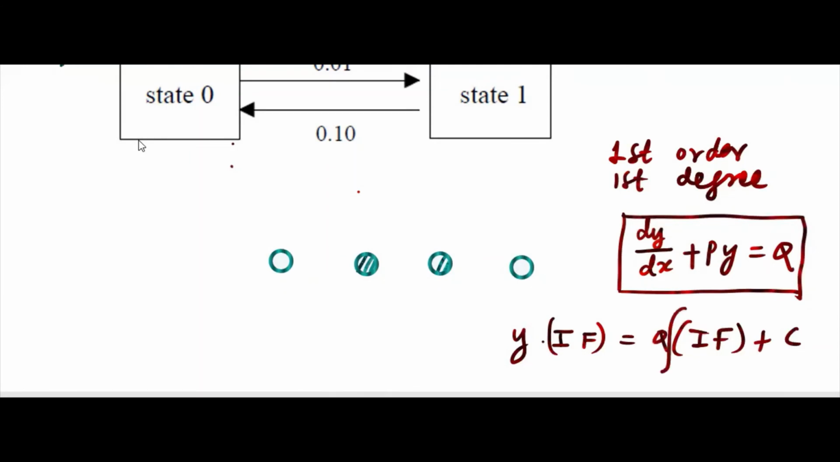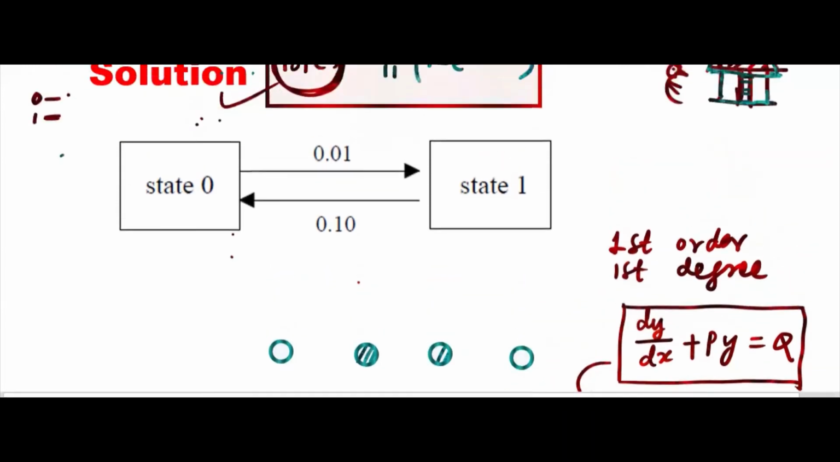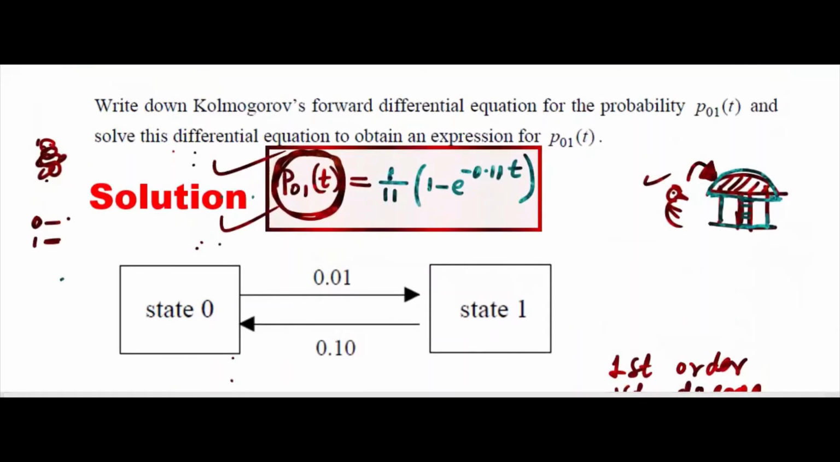We have to integrate once again. Okay, we will use this solution method. We'll do this one today in today's class, and we'll try to derive that. Then you will be able to know the utility of Kolmogorov's equation. Without Kolmogorov's equation, we can find.